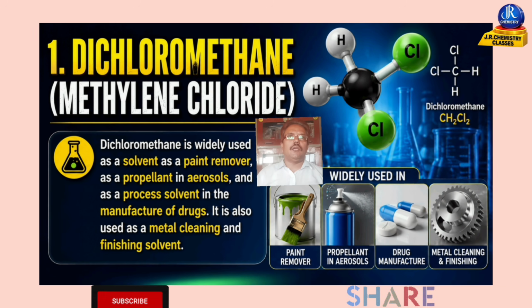First is dichloromethane, methylene chloride. Dichloromethane is widely used as a solvent, as a paint remover, as a propellant in aerosols, and as a process solvent in the manufacture of drugs. It is also used as a metal cleaning and finishing solvent.